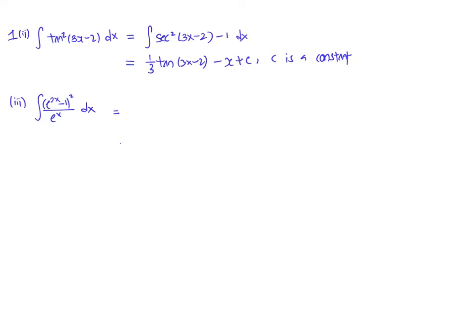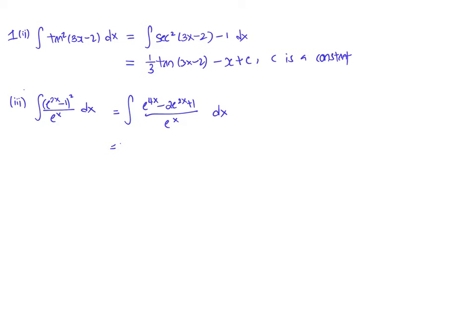For part 3, you are supposed to integrate (e^(2x) − 1)² over e^x. Similar to part 2, some simplification is needed for the expression first before we continue to integrate it. In this case, like our part 1, we have to perform the quadratic expansion at the numerator, and that will give me (e^(4x) − 2e^(2x) + 1) over e^x dx.